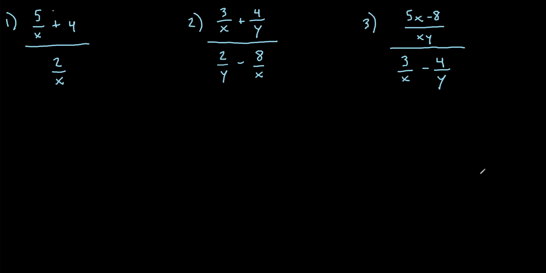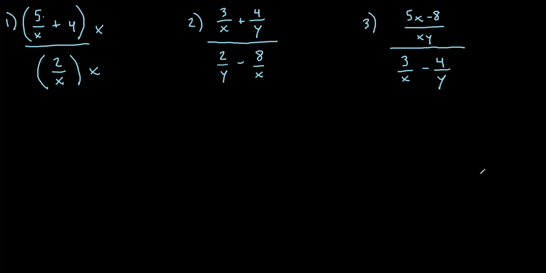So to simplify this complex fraction, we just need to ask ourselves, what is the least common denominator of all of the fractions? So here's one fraction, we have 5 over x, and here's our other fraction, we have 2 over x. So what's the least common denominator between these two fractions? Well, that would just be an x. So what we can do is we can multiply the entire numerator by x. We can multiply the denominator by x as well.